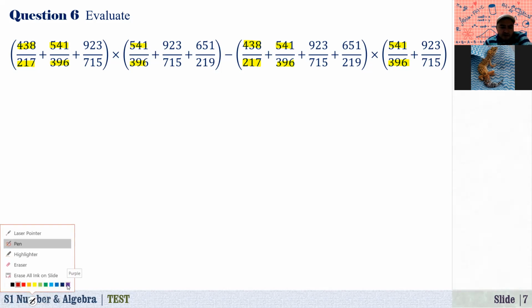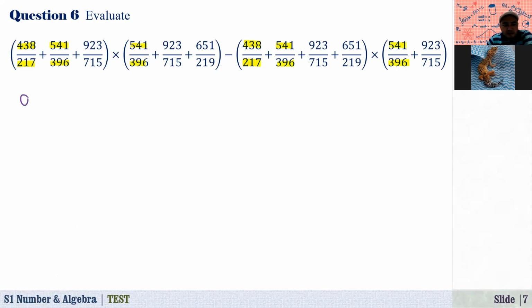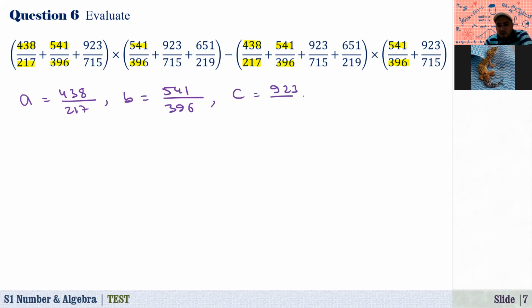What I am going to do here is label these, because writing a lot of numbers every time may not be practical. Suppose A is equal to 438 over 217. B is equal to 541 over 396. And C is equal to 923 over 715.